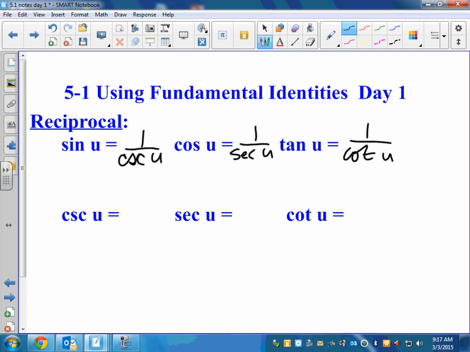So that could be theta. That could be 2 theta. Tangent of 2 theta is equal to 1 over cotangent of 2 theta. So it doesn't matter what's there. You can just change it to the reciprocals. And so then I just put the ones right here with it.